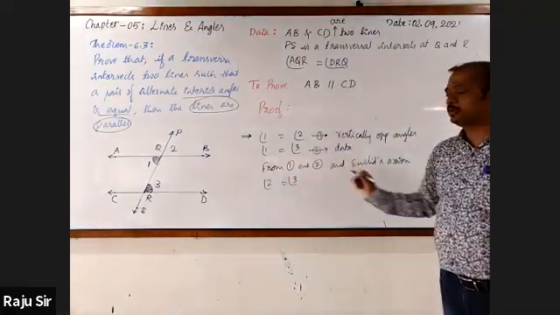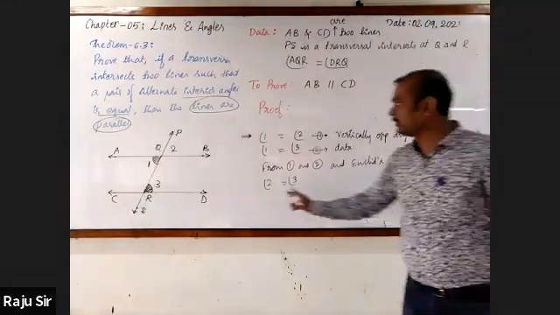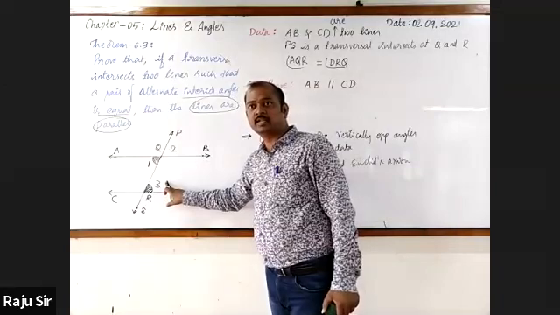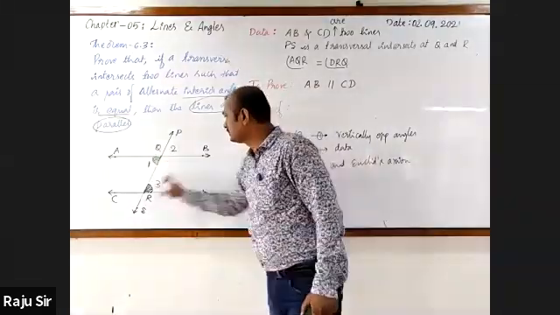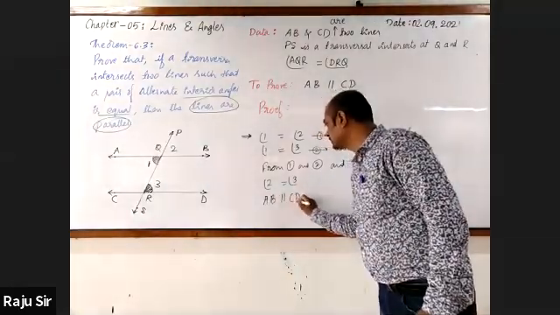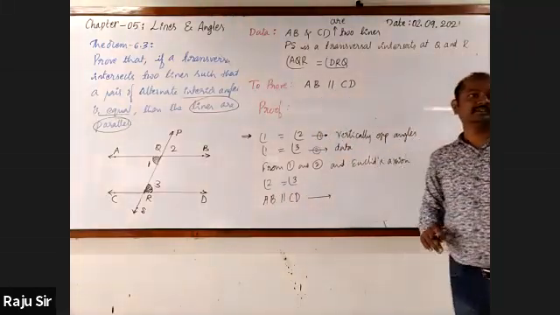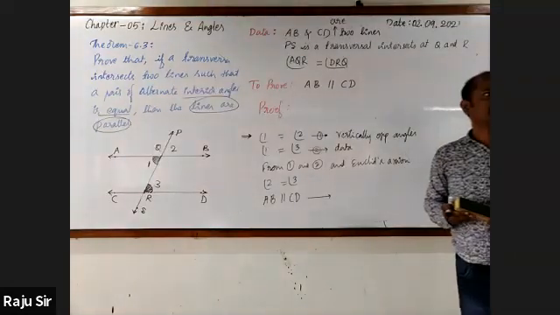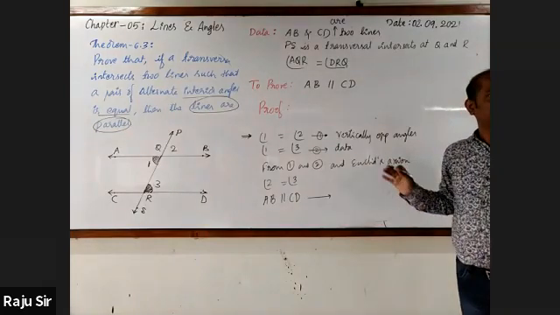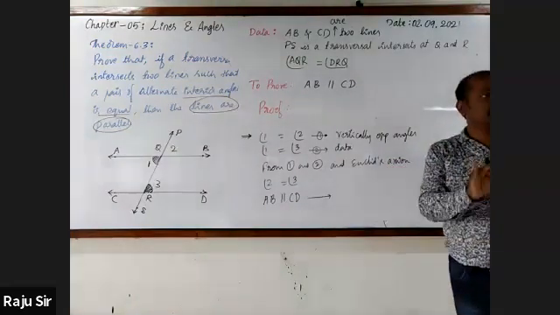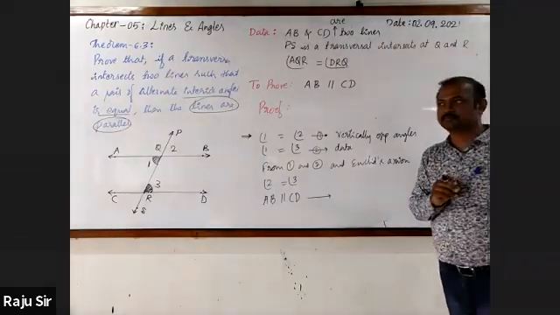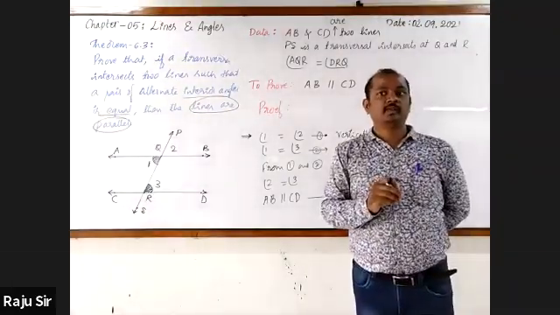Angle 2 equals angle 3. This means corresponding angles are equal. Hence, AB is parallel to CD. The reason is: the lines are parallel when corresponding angles are equal. Is the full statement coming? Okay, that is fine.